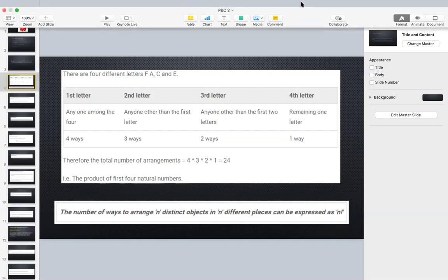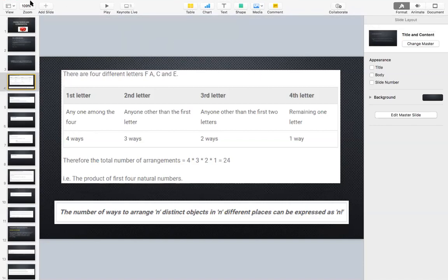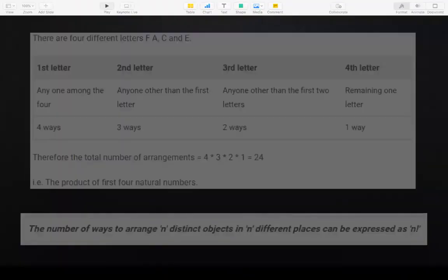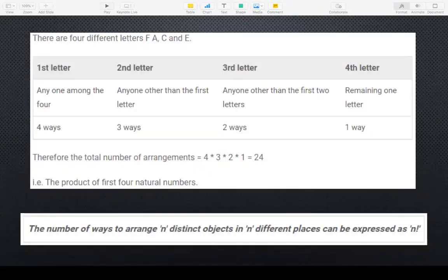If I give you, let's say, 10 distinct letters and you want to arrange them, in that case, this is how you will remember. At the bottom of the PPT, there's a simple note: the number of ways to arrange n distinct objects in n different places can be expressed as n factorial. Simply, the number of ways to arrange n distinct objects in n different places can be expressed as n factorial. You can also remember it in this way.